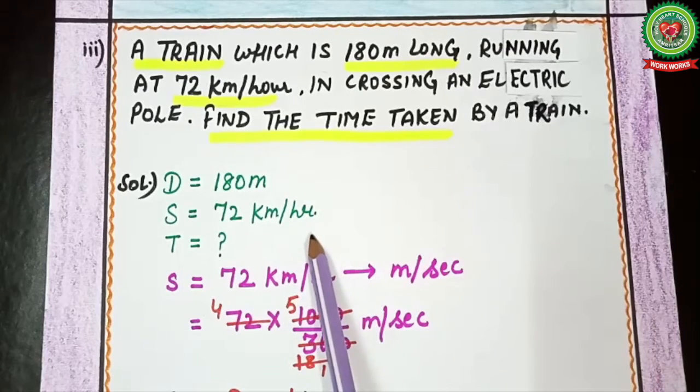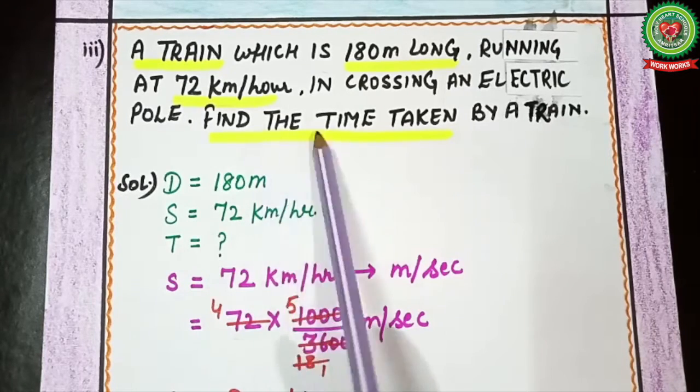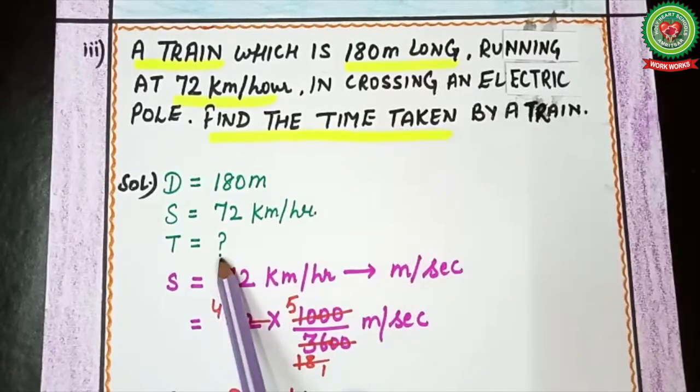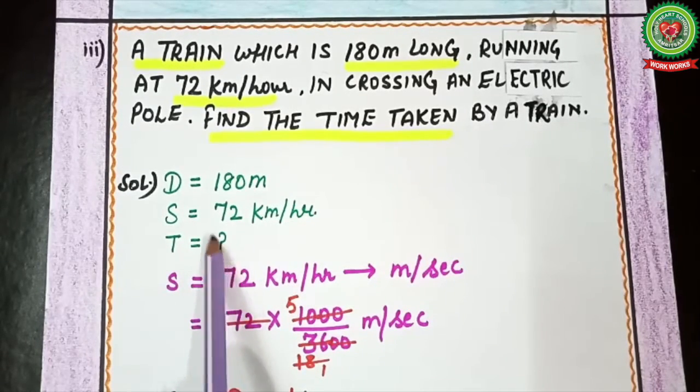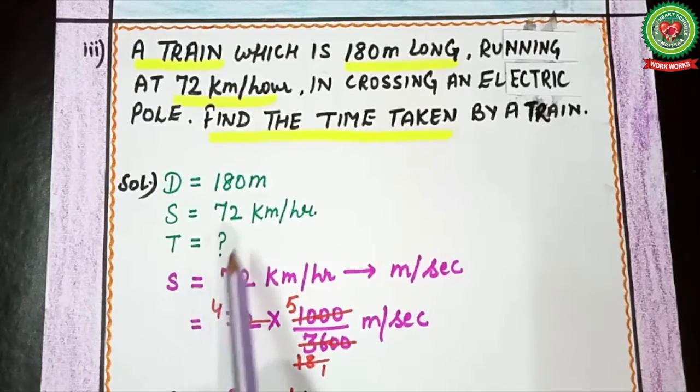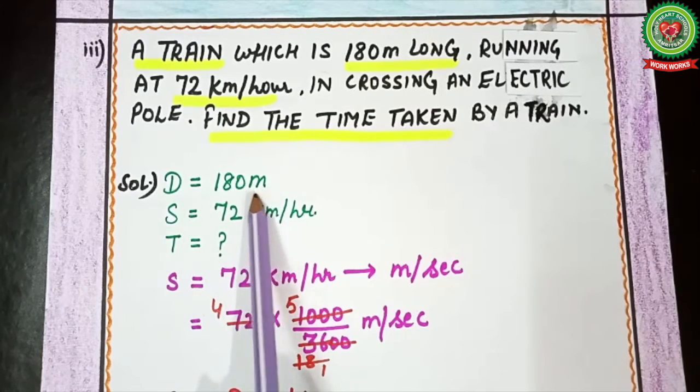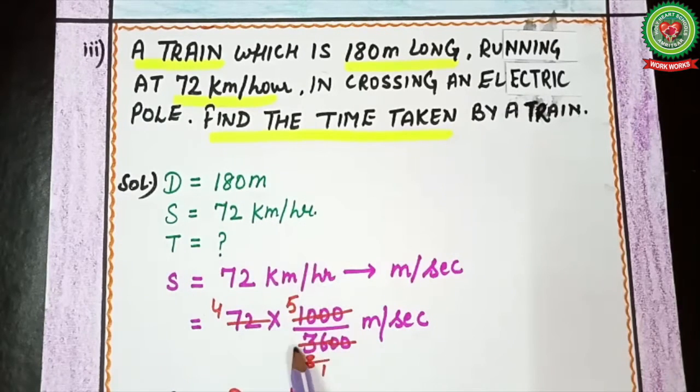So now what do we need to find? We need to find the time taken by the train. So you will put the question mark. Now first of all you will see that the unit of distance is meters and speed is in kilometers per hour. So again we will change this kilometer per hour into meter per second. For changing it into meter per second we have to multiply it by 1000 upon 3600.